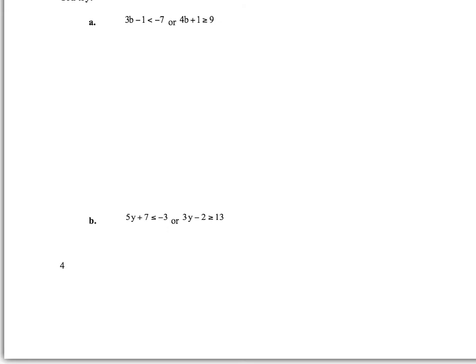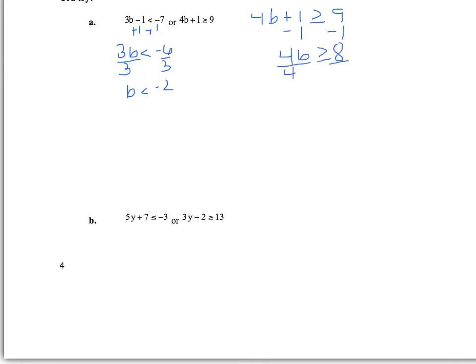Okay, so for the first one, if you solve for b, you will get, if you add 1 to both sides, 3b is less than negative 6. Divide by 3, so b is less than negative 2. Okay? Or you have 4b plus 1 is greater than or equal to 9. So I subtract 1 from both sides. 4b is greater than or equal to 8. To get b alone, divide by 4, so b is greater than or equal to 2. Okay, so here I have b is less than negative 2 and greater than or equal to 2.